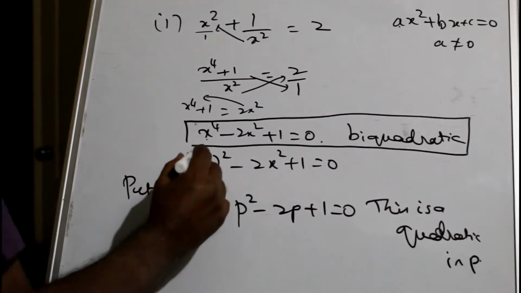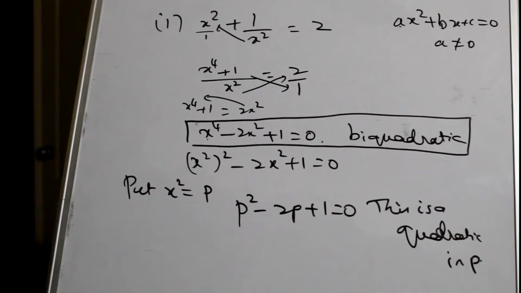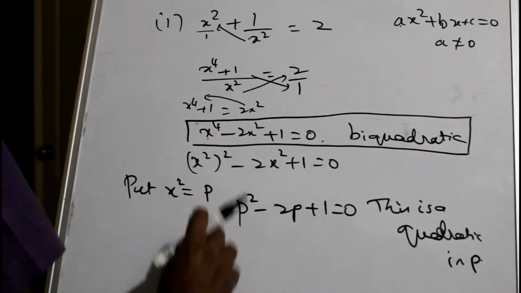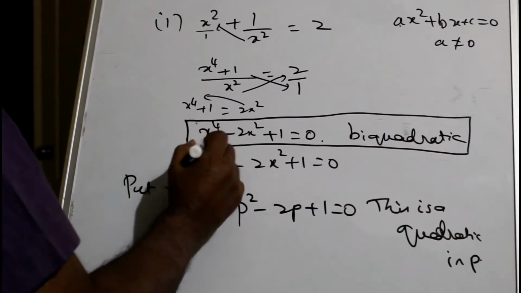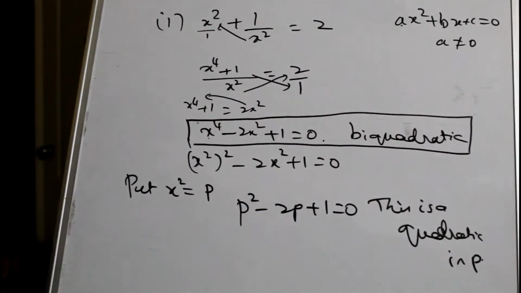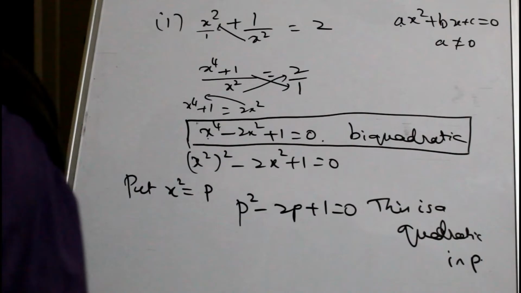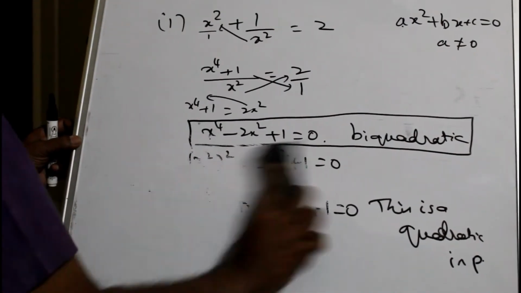If you want, you can convert it in some other form like this. You can make it a quadratic in a different letter and solve it. Afterwards we'll see it. But strictly speaking, this is not a quadratic. This is called a biquadratic. I hope you understood. Next sum we'll do it.